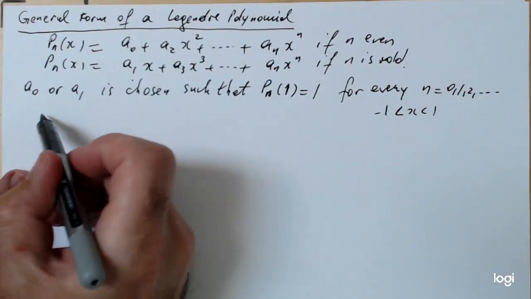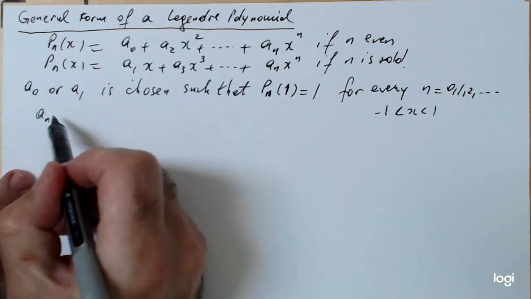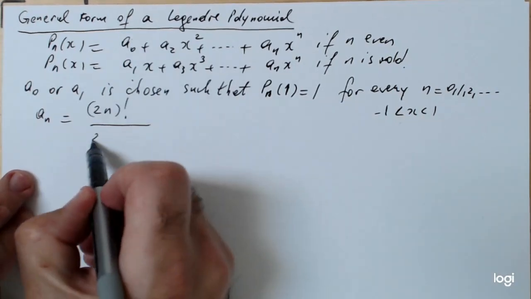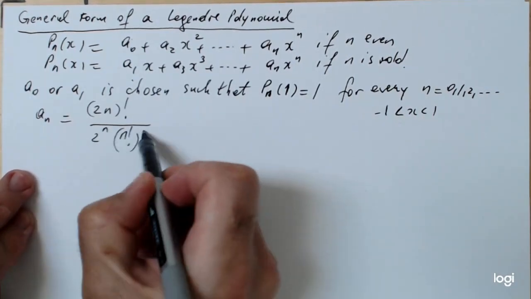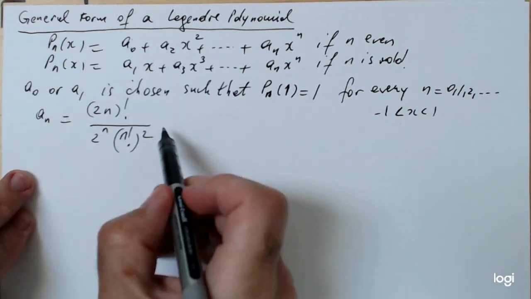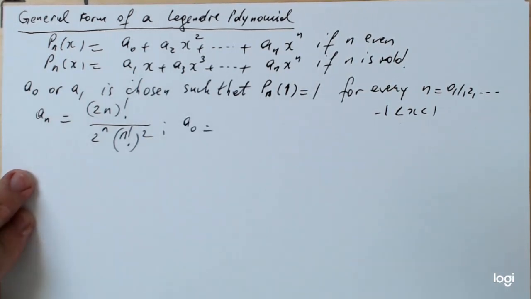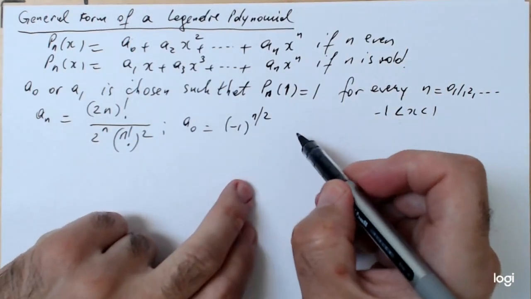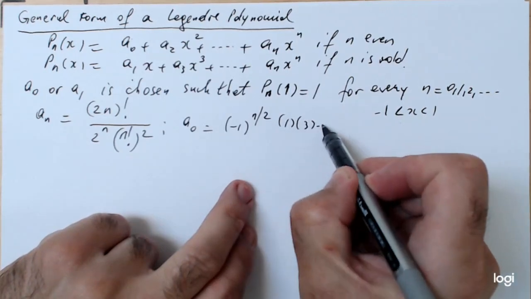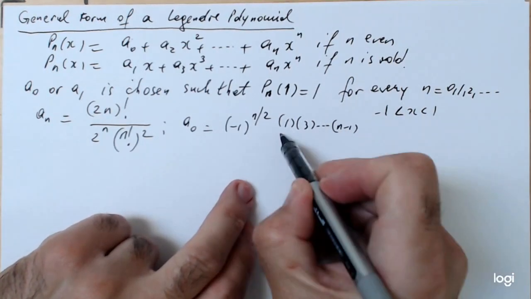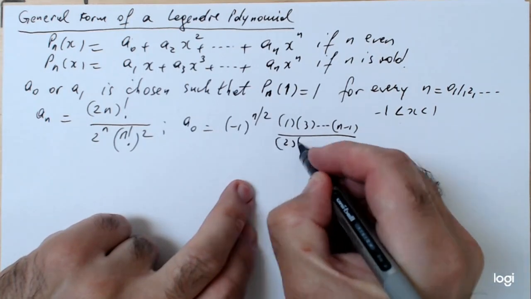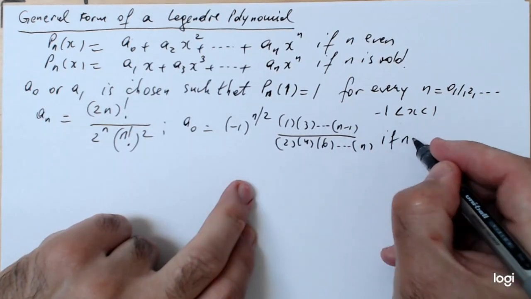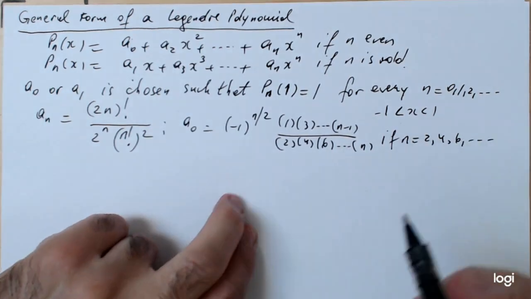So I'm going to just give these as they are in the formula sheet. an is going to be (2n)! over (2^n (n!))² . And the choice for a0 is going to be (-1)^(n/2) times (1·3·...·(n-1)) divided by (2·4·6·...·n), if n is even, that is 2, 4, 6, and so on.